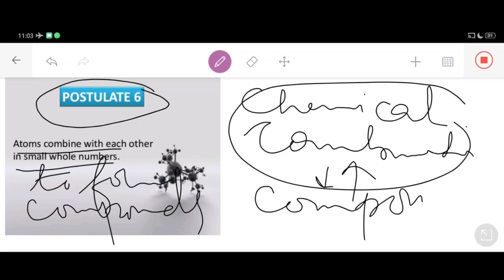So the basic bottom line of the chemical combination is to form the compounds. That means when different atoms combine with each other, they form the compounds. And I have given you almost 2 to 3 lectures on these compounds. As far as this sixth postulate is concerned, during a chemical combination, atoms of different elements combine in simple whole number ratios to form compounds. That means this postulate number 6 is in accordance with the law of definite proportions.